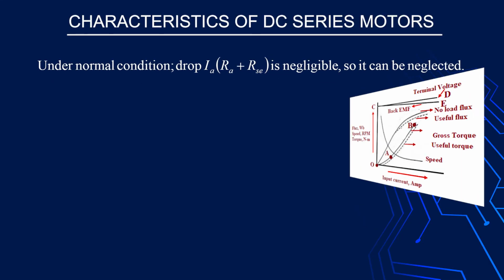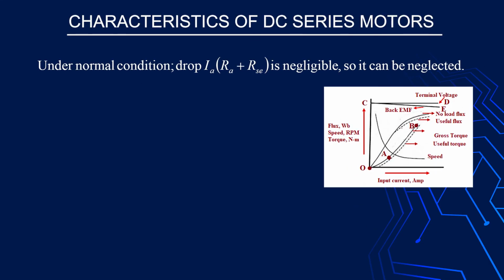So under normal conditions, the drop, that is Ia multiplied by Ra plus Rac, is negligible, so it can be neglected. If you consider this Ia multiplied by Ra plus Rac negligible, and you know that the supply voltage is also constant, then you can say that this back EMF is also constant.